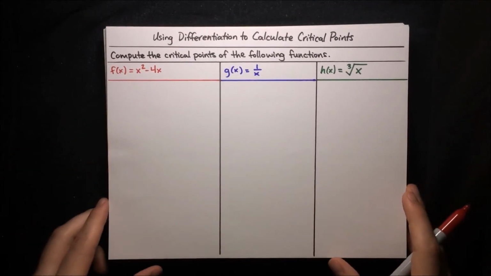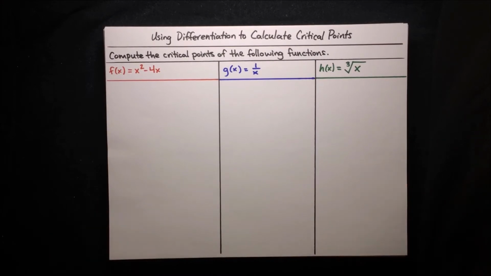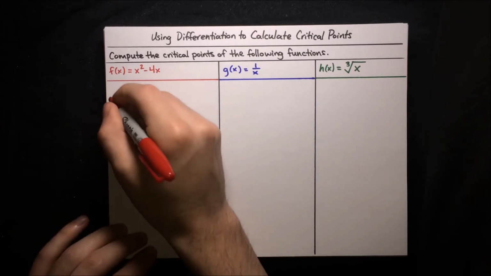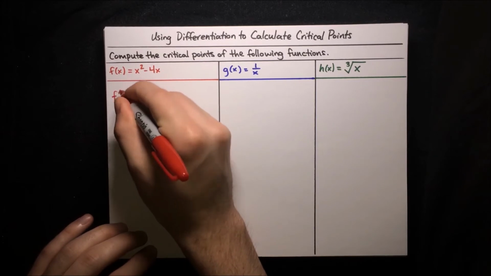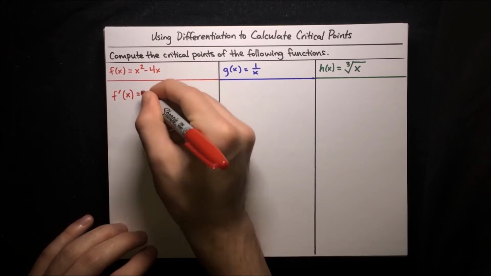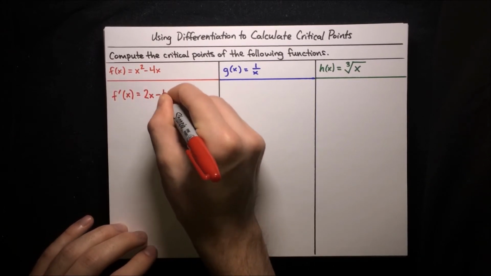Now let's get into some examples. We want to compute the critical points of the following functions. First starting with f of x, which is equal to x squared minus 4x. First of all, we take the derivative. So using the power rule, we find that f prime of x is equal to 2x minus 4.